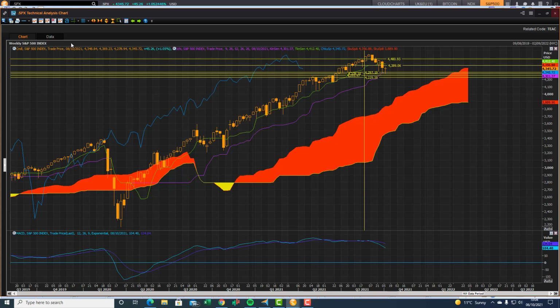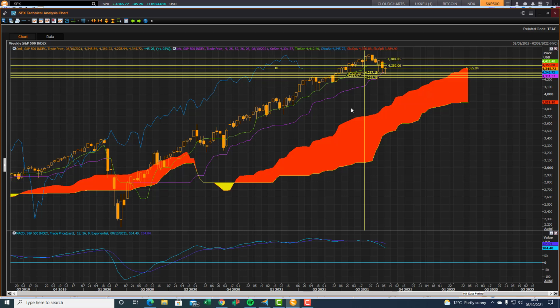Front end cloud support level, that zone there failed. So that's kind of a big no-no, 4355. We really need to see that zone regained. And then you can see this cluster of support levels that come off the daily coincides well with its weekly level. So it will be interesting to see if we're going to get into these levels and then rebound from those levels.